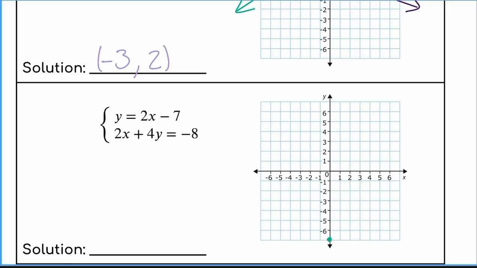And my slope is 2. How do I say that as a fraction? 2/1. So I'm going to go up 2 and to the right 1. Up 2 to the right 1. All the way up.